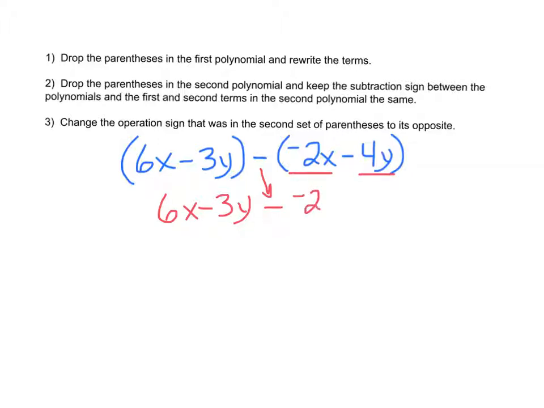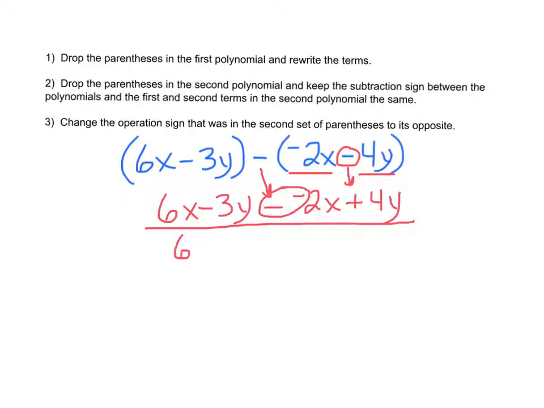So this is subtract 2x because that term is a negative 2x, and that is a 4y. And then I'm going to change the operation sign that was in the second set of parentheses to its opposite, so it's going to be a plus. So now this is exactly the same, and now I need to combine my like terms. Now, because this is a subtract and a subtract, I can think about that as addition. So I might want to rewrite this as 6x subtract 3y plus 2x plus 4y.